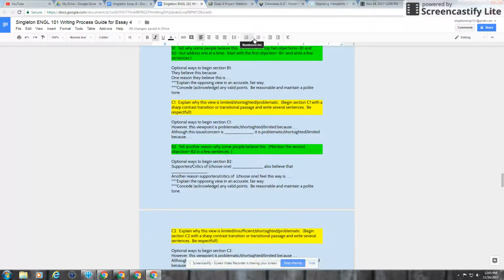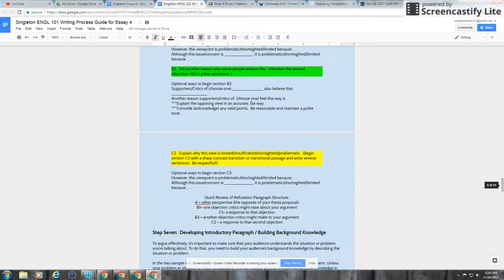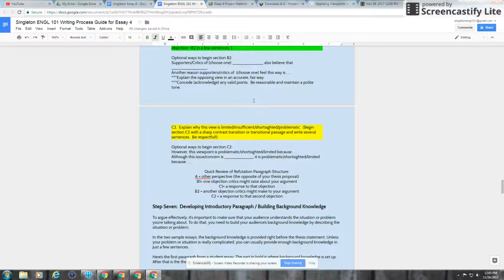Then you're going to go in, tell the second reason, the second problem with the reason people believe that. You're going to then explain again in C2 why that view is limited or short-sighted, and then that ends your paragraph. That is your refutation paragraph there.